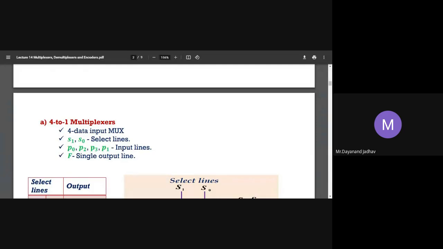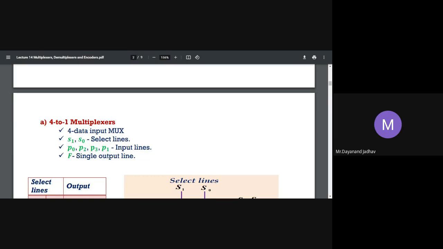Then suppose 8 to 1 mux: eight inputs are there, only one output, and three select lines. For 16 to 1 mux, there are four select lines, 16 inputs, and only one output. When we consider a 4 to 1 multiplexer, four data inputs are there for the mux.